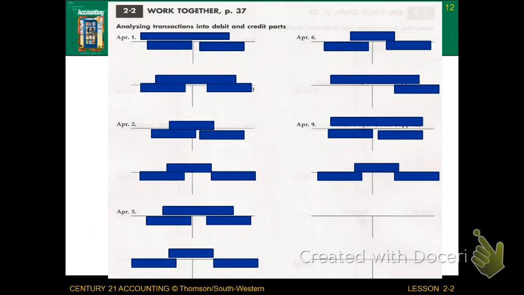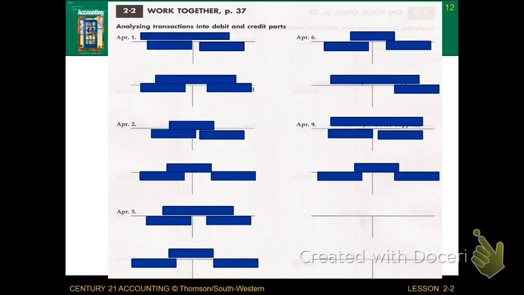Alright, let's move on to the activity that we are going to work together as a class on page 37 in your textbook. If you look at page 37, you'll notice that we have several account titles in our word bank, we'll call it, and then we have our transactions listed below them. All we need to do is label the T accounts and show when we have a debit and when we have a credit. So we'll look with our first one, April the 1st.